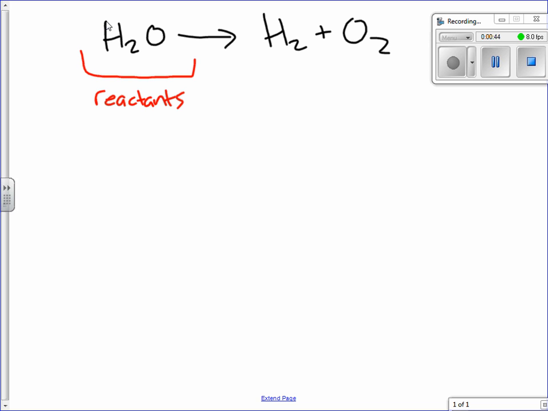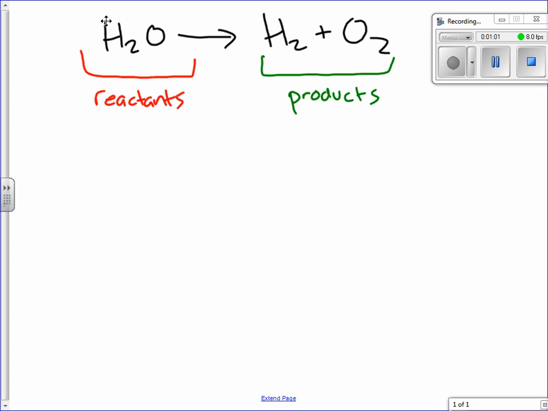And you've got products. And products are what is produced. So reactants and products. You start out with the reactants, you end up with the products. That's the first step in knowing how to write a chemical equation.